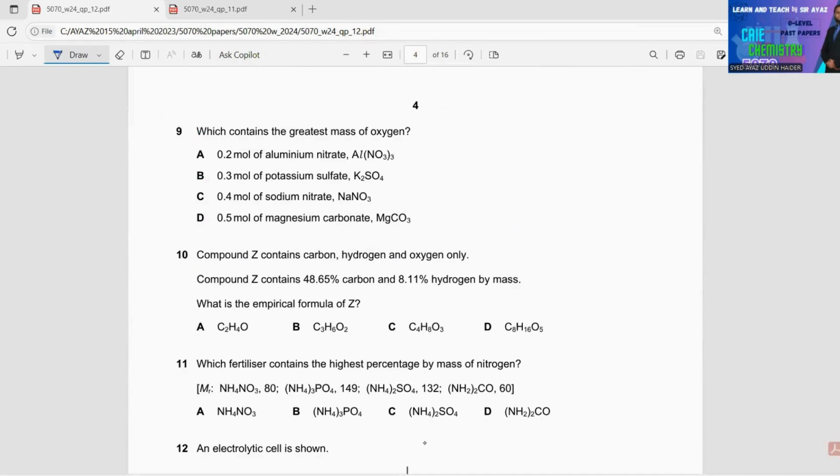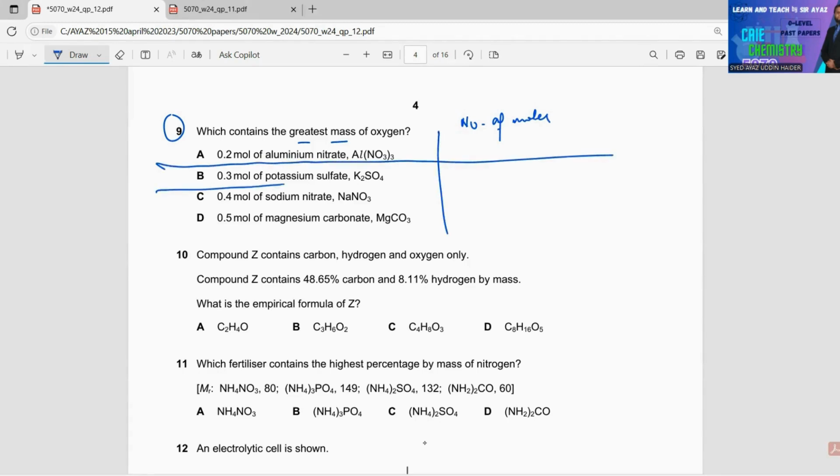Question number 9. Which contains the greatest mass of oxygen? So in this question, simply you have to calculate the number of moles of oxygen for each of these compounds. The higher the number of moles means the greater the mass of oxygen will be. So the number of moles of oxygen in case of aluminum nitrate Al(NO3)3, we have 3 multiplied by 3, which is 9 moles in 1 mole of Al(NO3)3. In 0.2, 0.2 multiplied by 9 gives 1.8 moles.